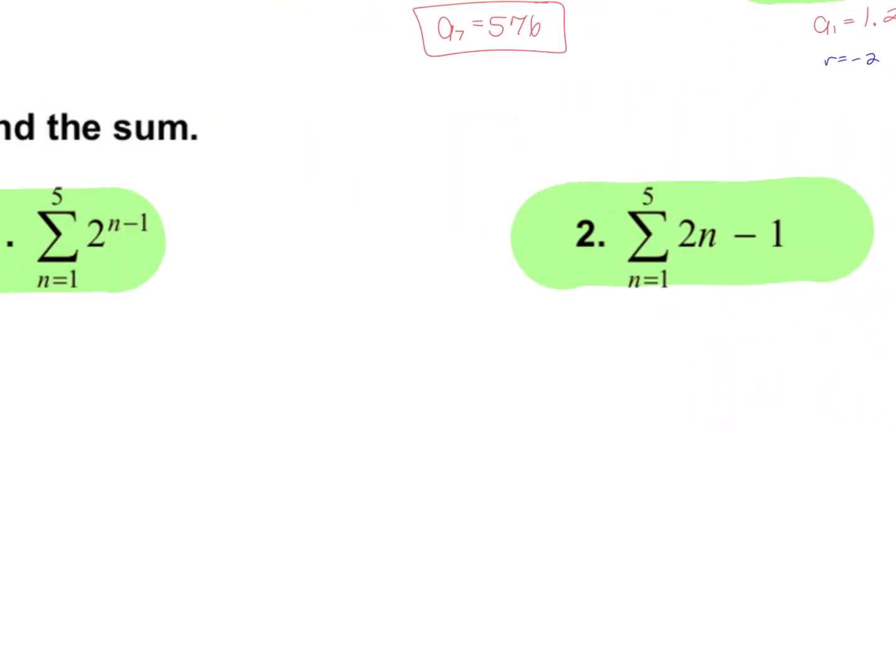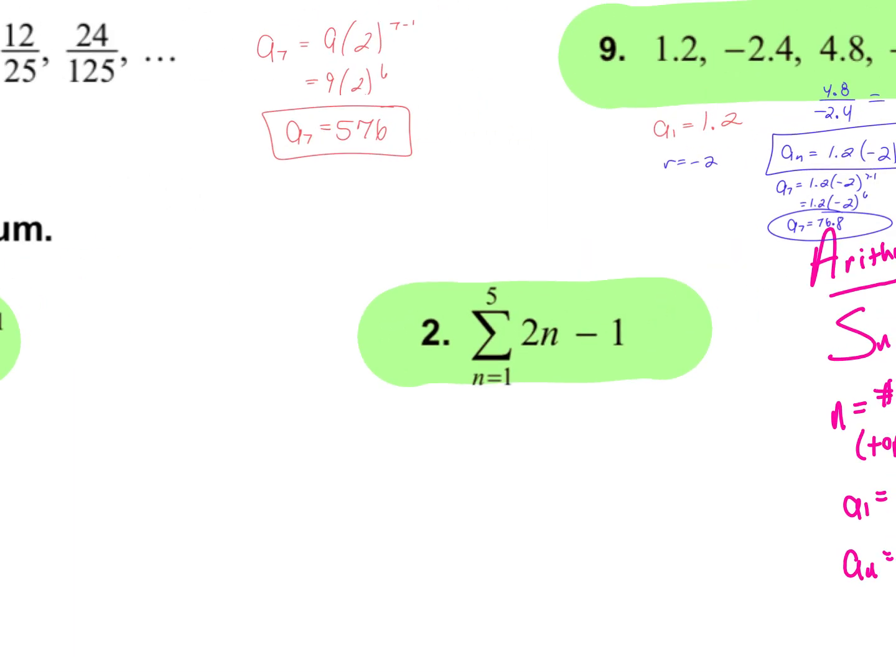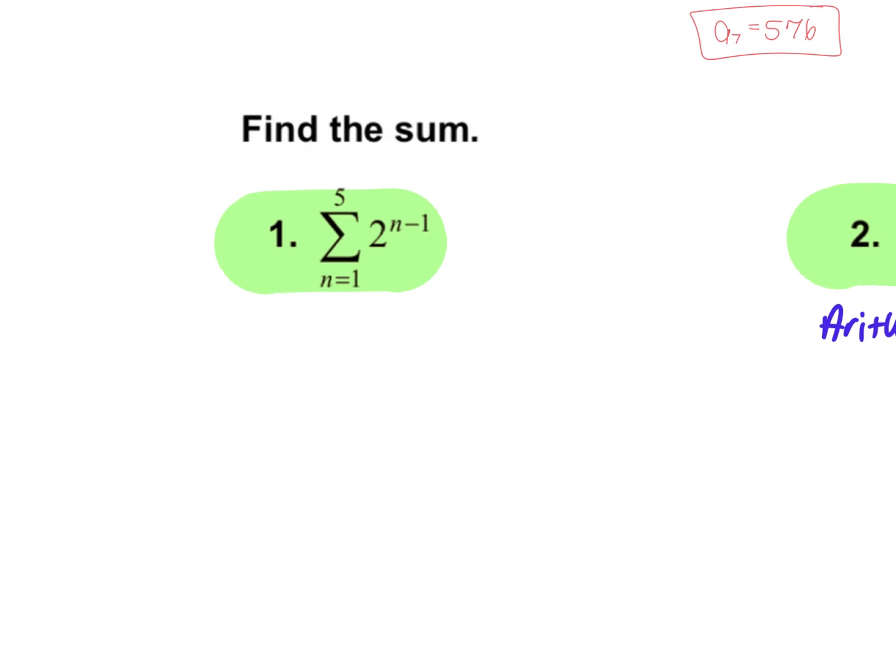If I look at these, it doesn't tell me which one's arithmetic and which one's geometric. How can I tell the difference? What kind of a function is geometric? What kind of a function is arithmetic? Arithmetic. How are these different? I'm telling you the answer here. This is arithmetic and this one's geometric.